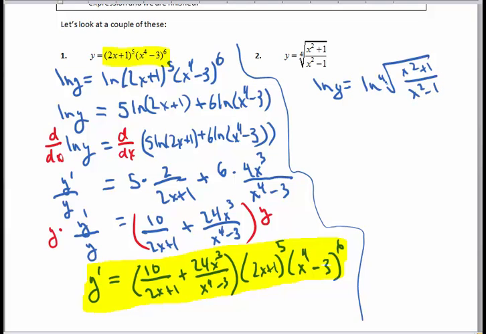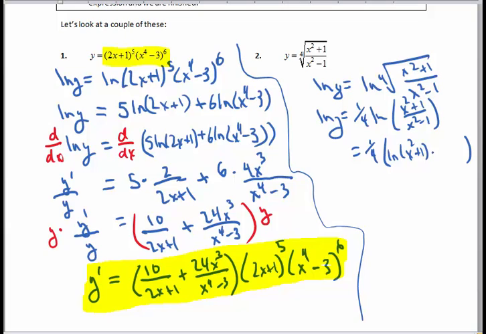But remember, the fourth root is really the 1/4 power. So the right side here can become 1/4 the ln of x squared plus 1 over x squared minus 1. And then this becomes 1/4. Now I would use my quotient rule, right? The log of a quotient is the difference of the logs. So it's 1/4 times the ln of x squared plus 1 minus the ln of x squared minus 1. And that's equal to the ln of y.